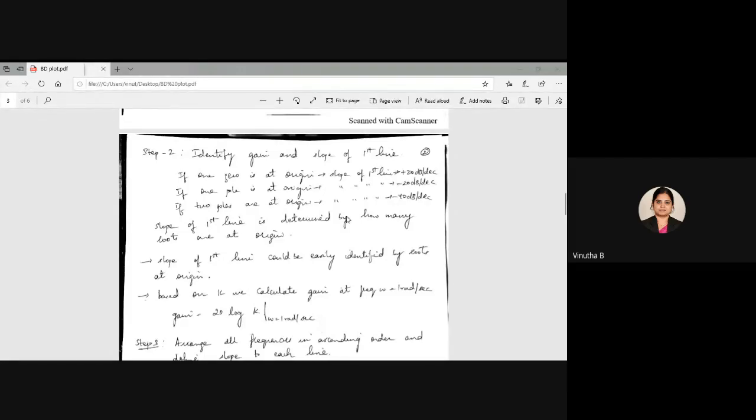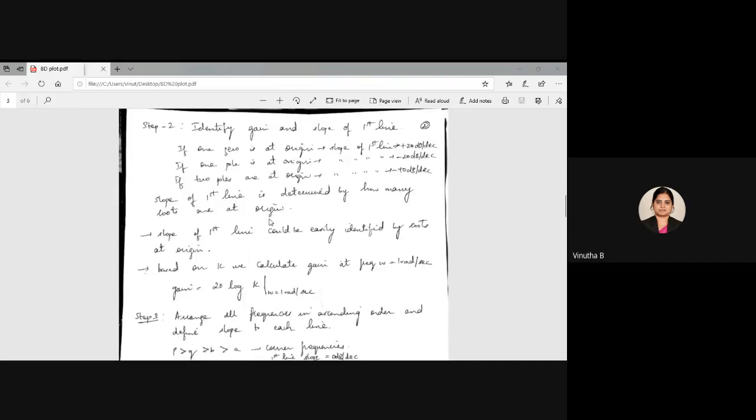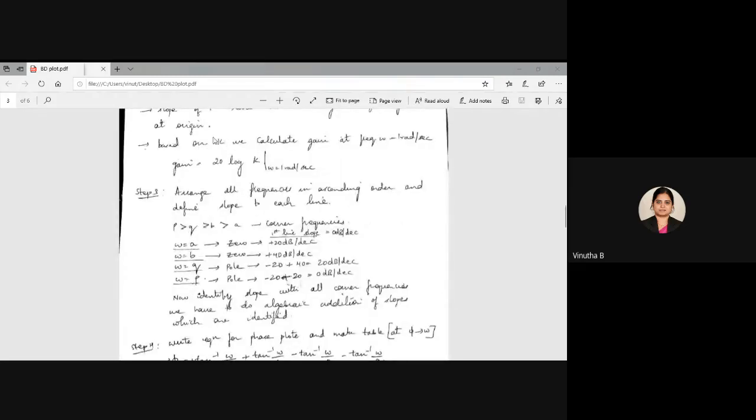So this is how you determine the slope of the first line based on the roots which are present in the numerator as well as the denominator. Okay. So since you know k, we can calculate the gain at frequency omega equal to 1 radian per second. This is the standard frequency that you will consider. So gain will be equal to 20 log k at omega equal to 1 radian per second. Whatever value you got for k, you will substitute that value here and find out the gain in dB.